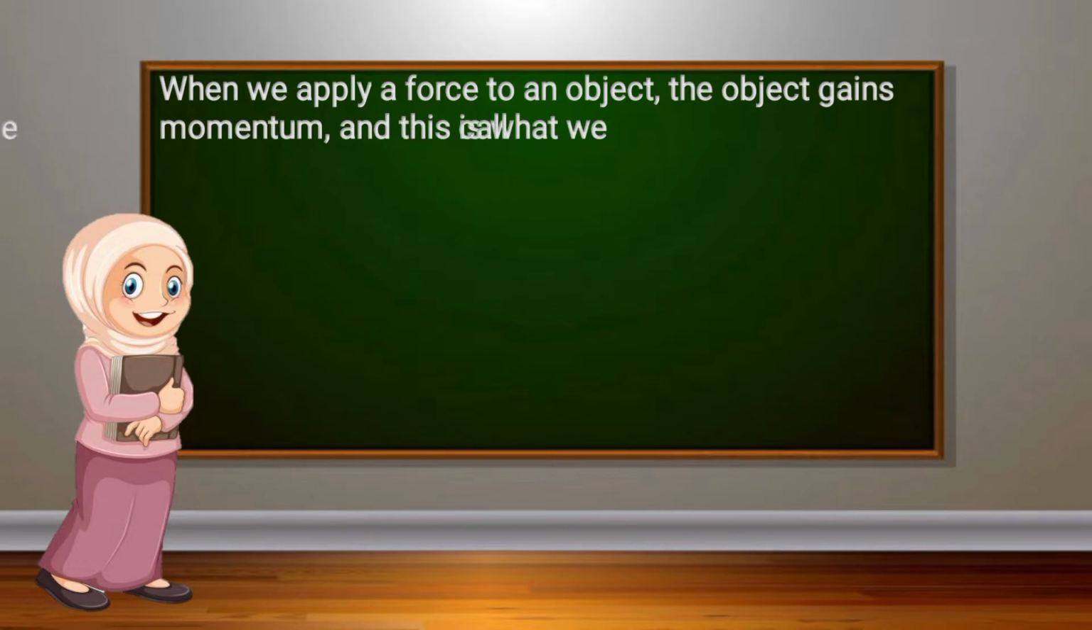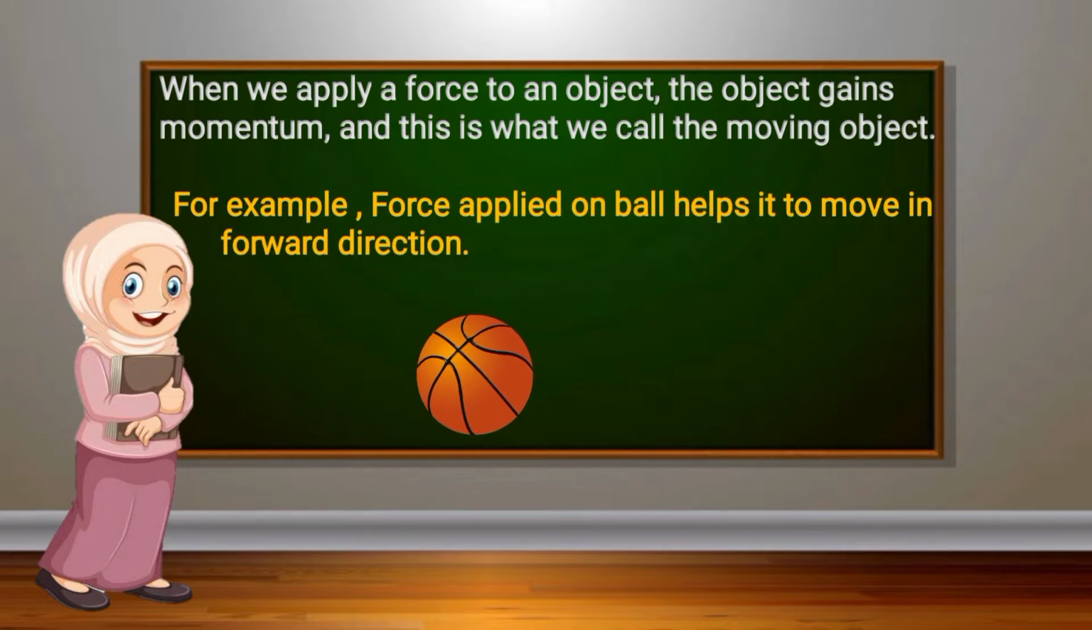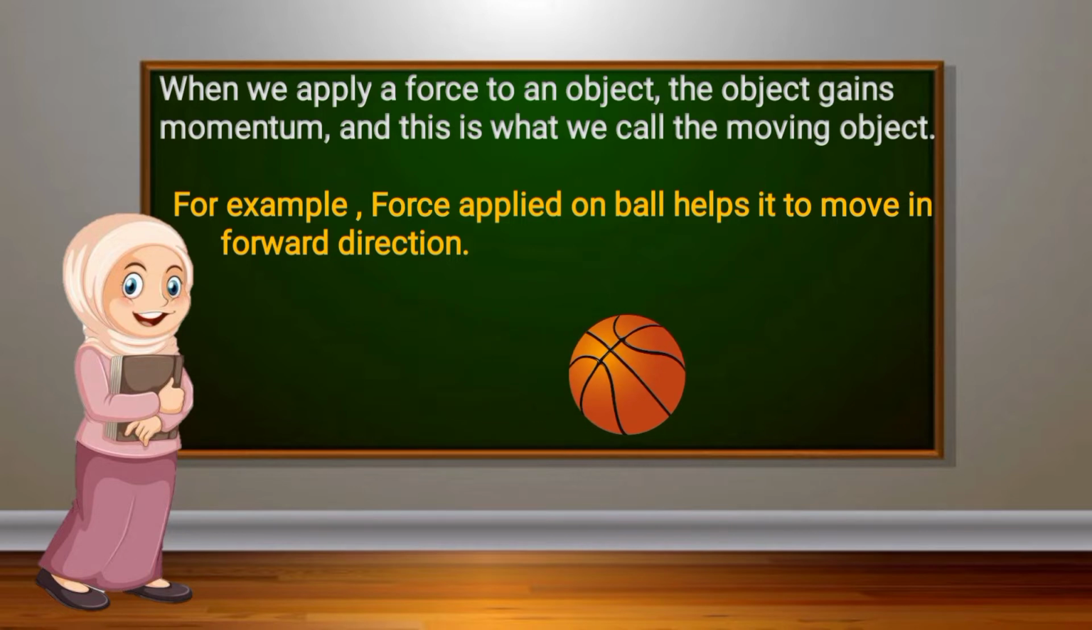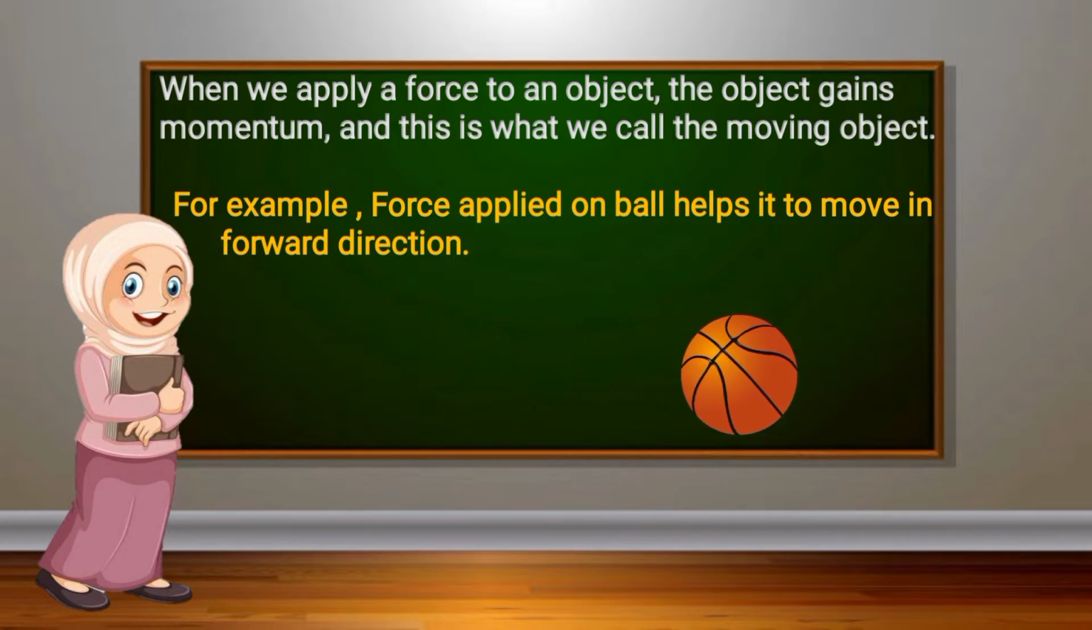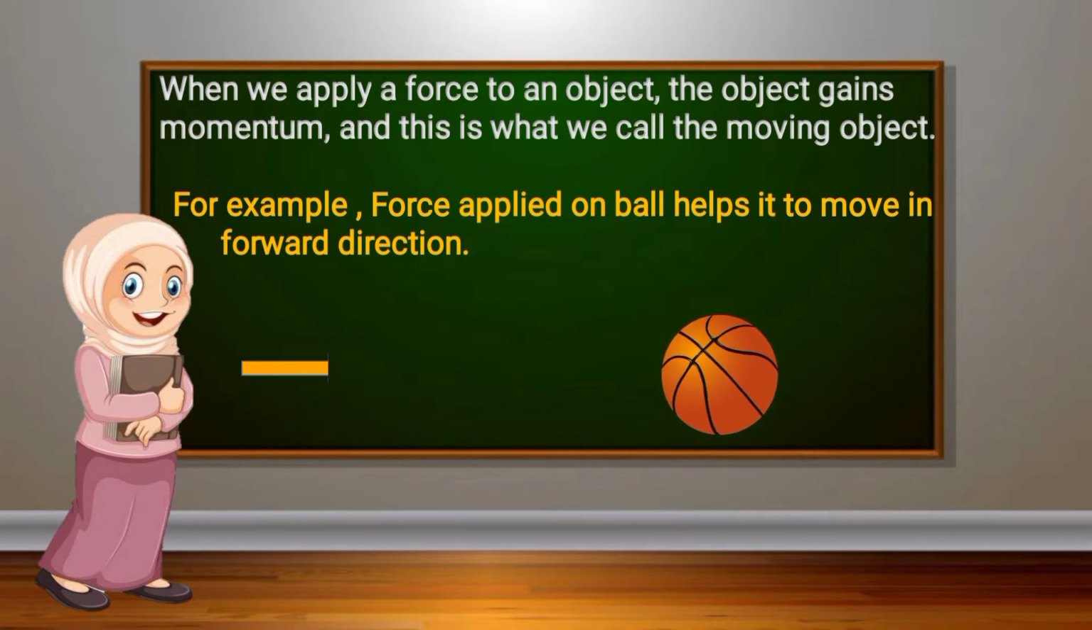When we apply a force to an object, the object gains momentum, and this is what we call a moving object. For example, when we apply force on the ball, it helps it to move in a forward direction, as you can see in this picture.